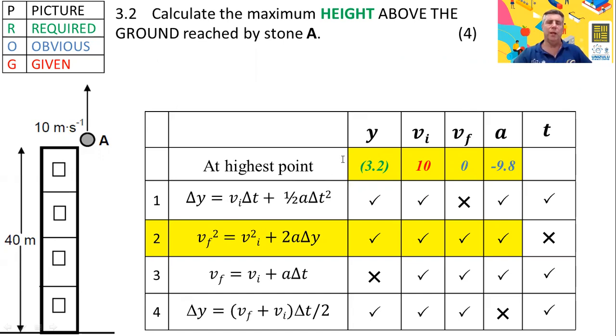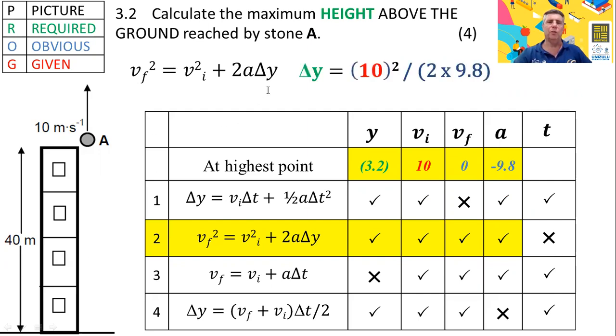So once again, these are the 4 variables we're looking at. We don't know anything at all about time, so we can't use any equation which requires time. The only one that leaves time out is the second one, and that ticks all our boxes. So that tells us to use this equation of motion. Final velocity squared equals initial velocity squared plus 2a delta y. So we can solve that for delta y. And of course, our final velocity is 0.